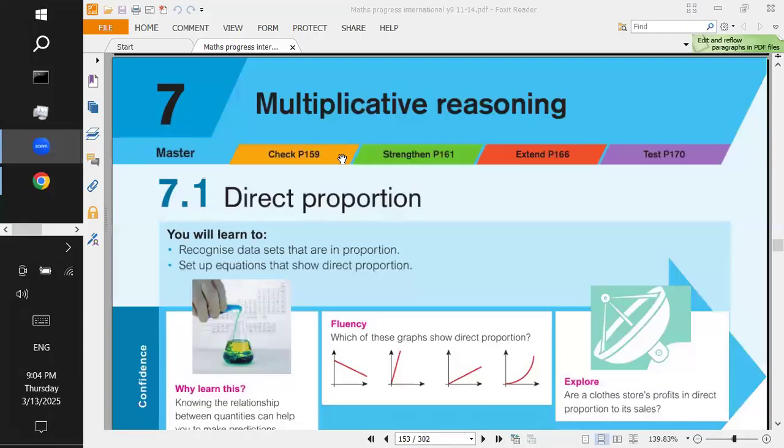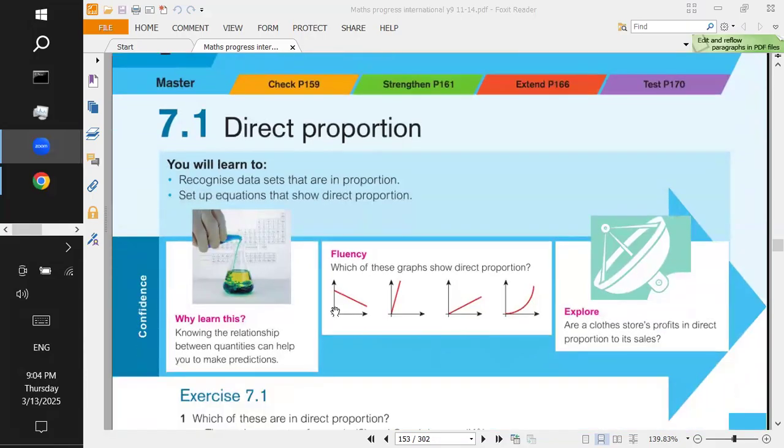In this video, we're going to talk about Unit 7, multiplicative reasoning. First, we're going to start with 7.1, direct proportion. We need to understand the meaning of direct proportion.